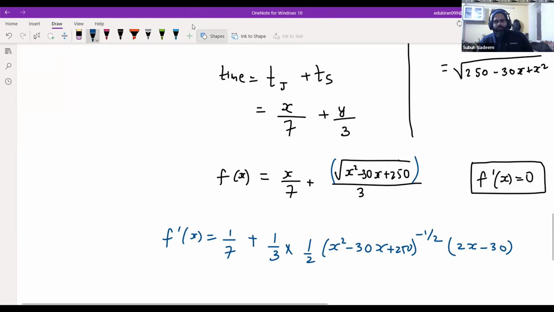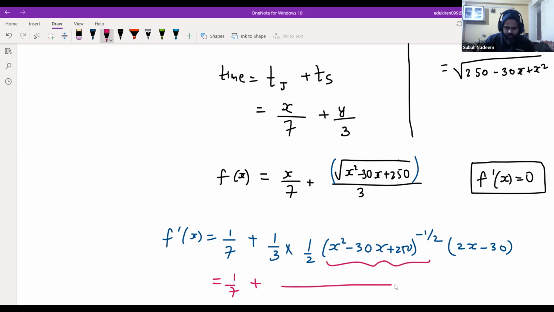Are you getting it? Yes, sir. Now you can write it as 1 by 7 plus, and this power minus 1 by 2 will go in the denominator. So root over x square minus 30x plus 250 in the denominator. 2 you can take common from here. It will become x minus 15. And this 2 will get cancelled with this, and 3 will be here.